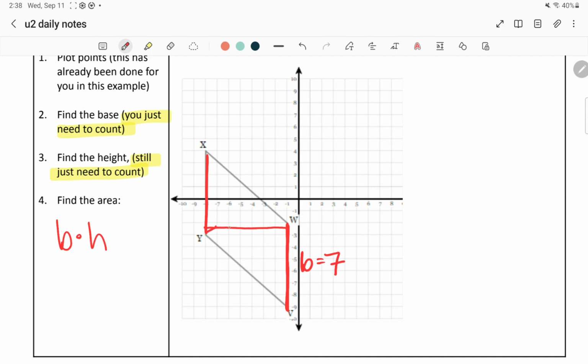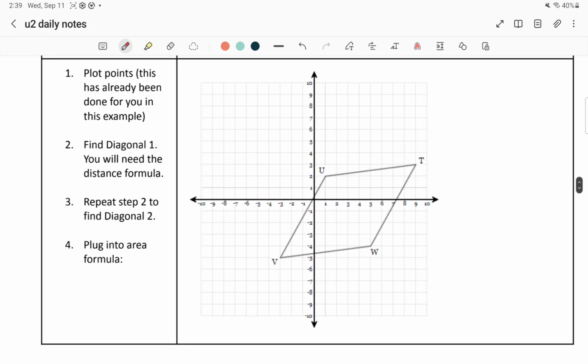This is 1, 2, 3, 4, 5, 6, also 7. And that's my height. Okay? Just needed to count. So think about the parallelogram like it's on its side and just count the base and the height. And once we have that, we multiply them together. So 7 times 7 equals 49. Again, a pretty number. Okay?